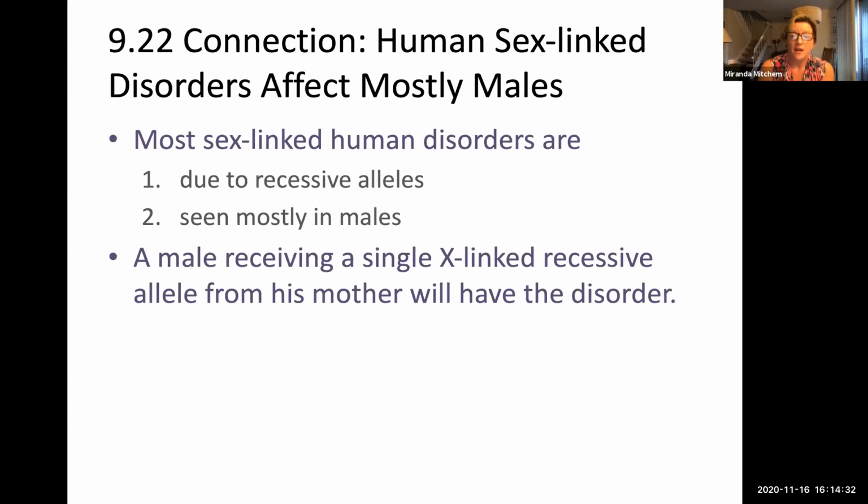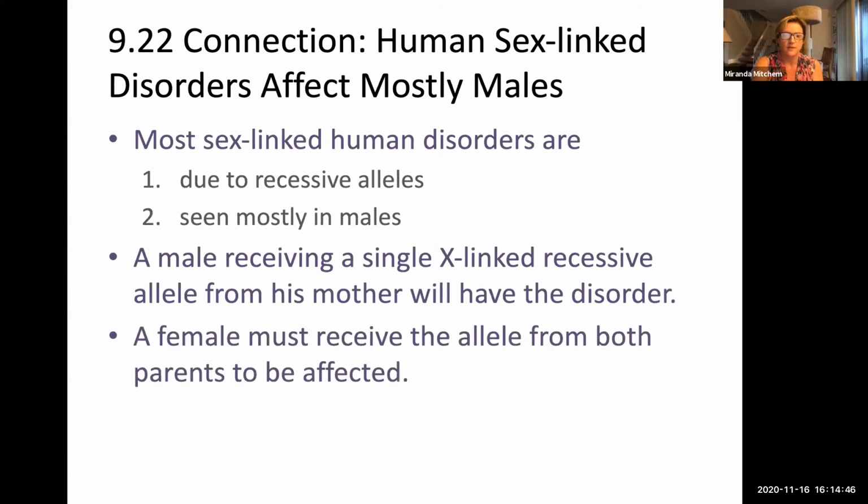So a male that inherits an X-linked recessive allele gets it from mother. The father's donating Y. So they're passed through the mothers to the sons, where a female has to have both recessive alleles, as we were discussing.